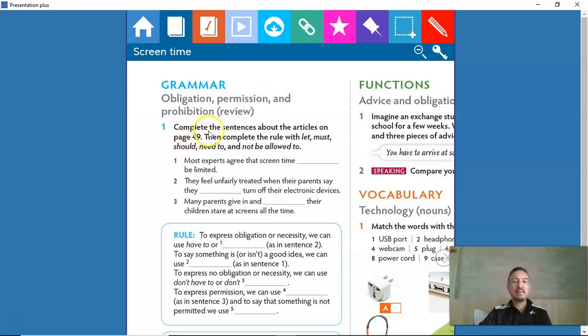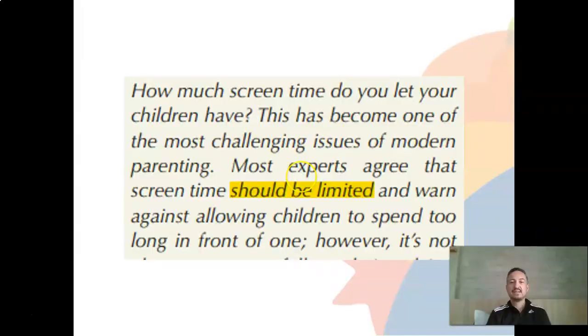So number 1, complete the sentences about the articles on page 49. Then complete the rule with let, must, should, need to, and not be allowed to. These are some words in English that we usually refer to as modals. Let's see some examples in the text. In the text, you can see this extract: How much screen time do you let your children have? This has become one of the most challenging issues of modern parenting.